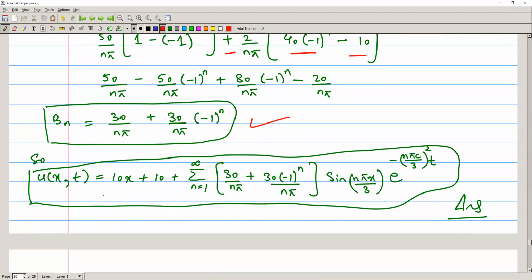So here, this is the final solution: u(x, t) is equal to 10x plus 10. That is actually the steady state temperature, and then plus sigma n equals 1 to infinity of this Bn, this part is Bn that we found, and then sine n pi x over 3 times e to the power negative (n pi c over 3) squared t, right? So this is the final answer.